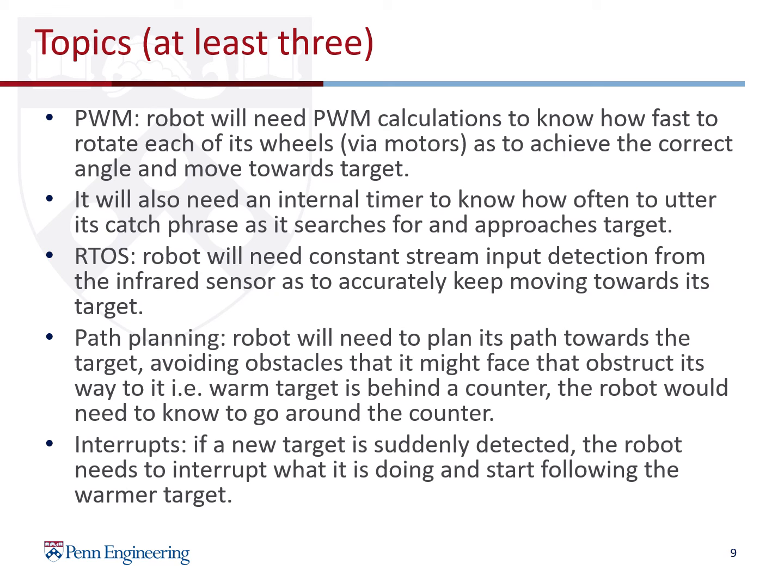And we're also going to need interrupts. If a new target is suddenly detected, the robot needs to know to stop, aka interrupt, and go follow that other target as long as it's warmer than its current target.